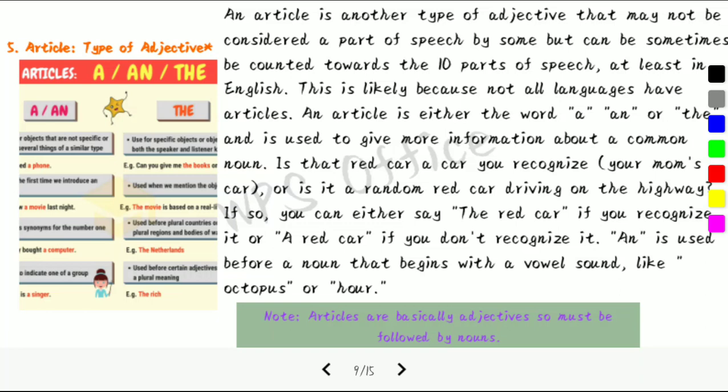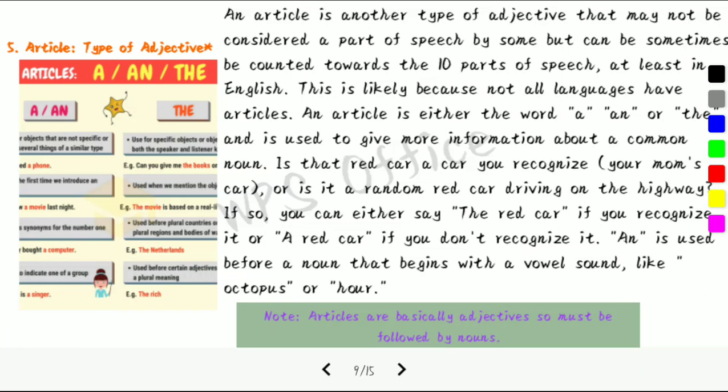An article is another type of adjective that may not be considered as a part of speech but can sometimes be counted towards the 10 parts of speech. At least in English, this is likely because not all languages have articles. An article is either the word a, an, or the, and is used to give more information about a common noun.